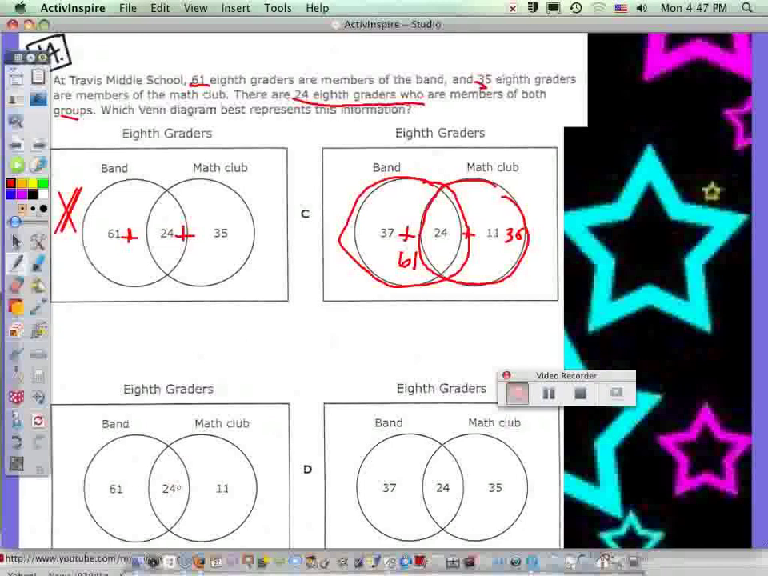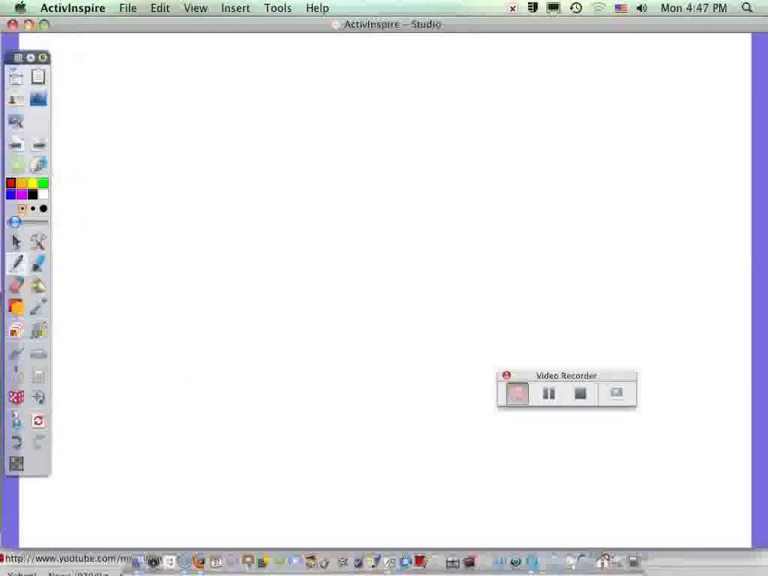Over here, the reason this is wrong, this comes out to 35. There's 35 kids in the math club, but out of that 35, 24 are in both. This is not right because there's not 61 kids just in band. And over here, they did it on the other side. They put 61. This is equal to 61. But over here, there's not only 35 kids just in math club. Some of them do share the interest of being in math and band. And you are finished.